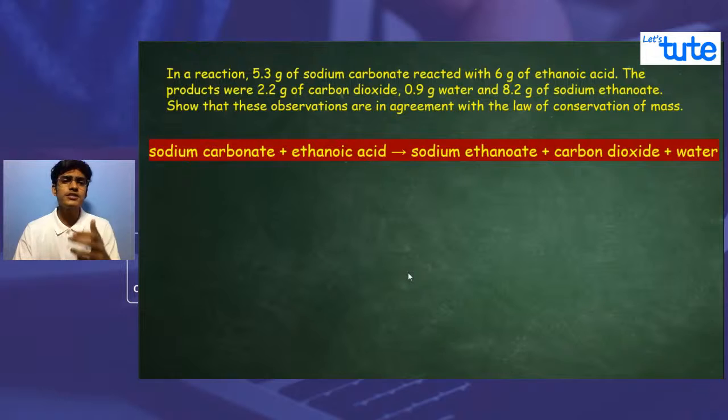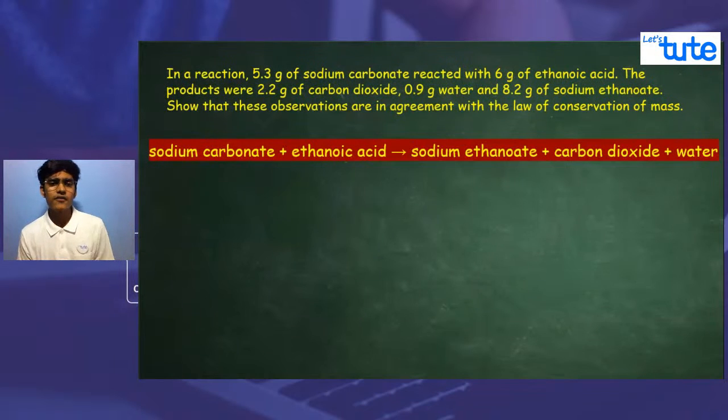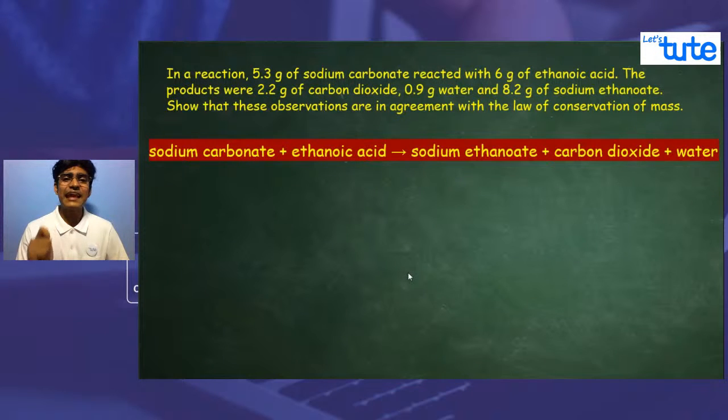Okay, so our first question is: in a reaction, 5.3 grams of sodium carbonate reacts with 6 grams of ethanoic acid. There's an equation given over here, and along with that, certain masses are given to us. These are the values we will be using, and we are asked to show that these observations are in agreement with the law of conservation of mass.